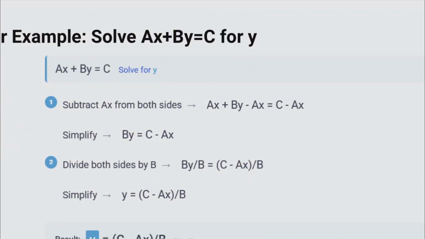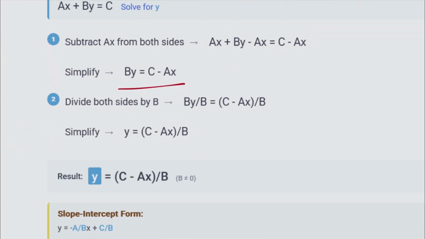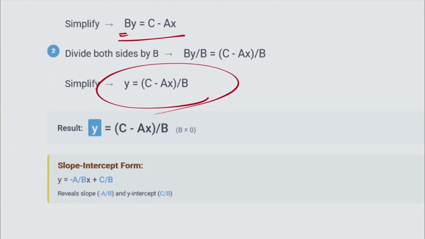So let's look at this one. I have ax plus by equals c, and I'm trying to solve it for y. How can I do that? First of all, I have to make by, or y, alone. So by is going to be c minus ax, because ax is extra, so I can just subtract it from both sides. At the end, I have something like this. The question specifically asks for y itself, so by is not my answer. I have to divide both sides by b, and at the end, this is going to be my answer.